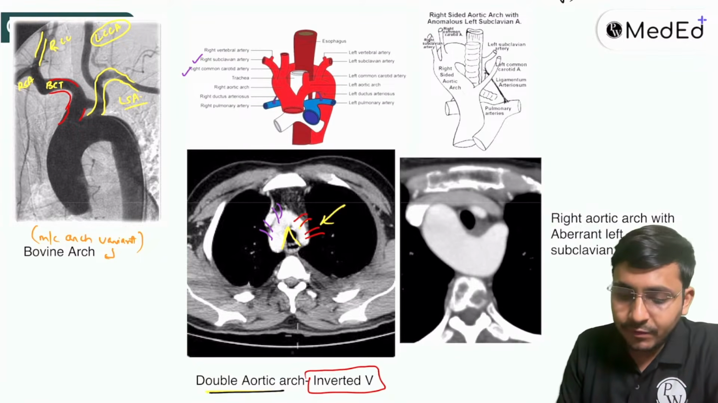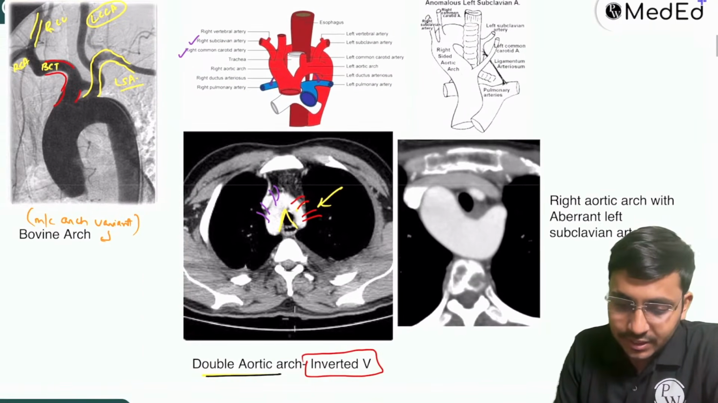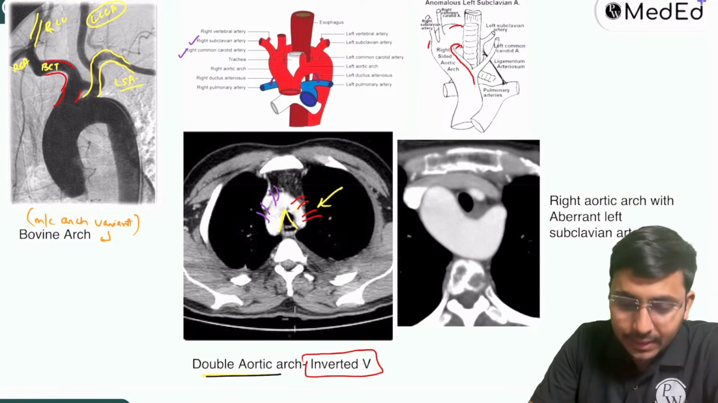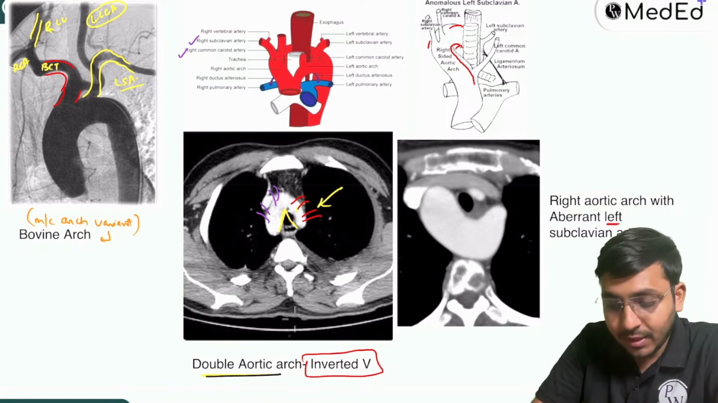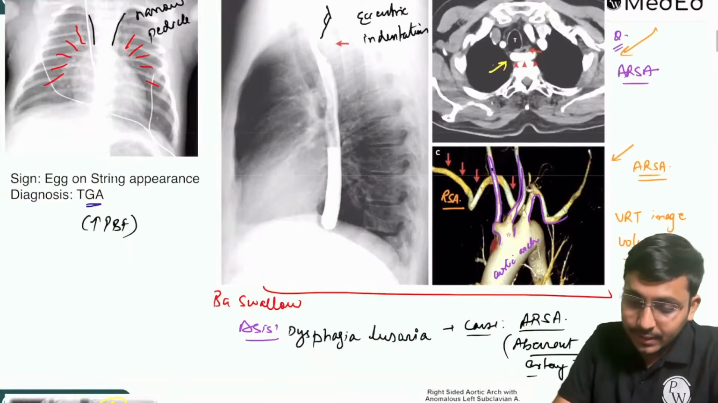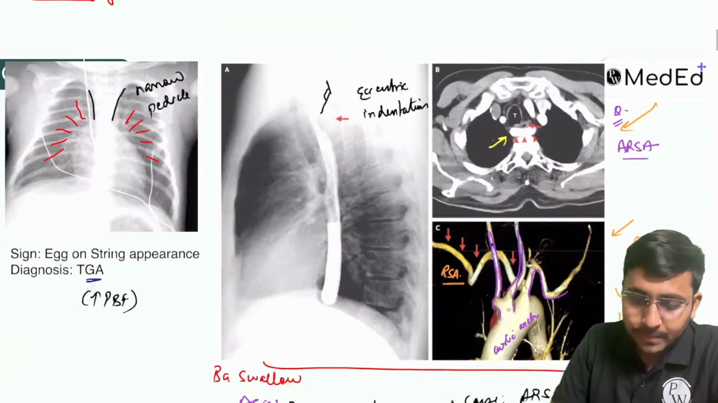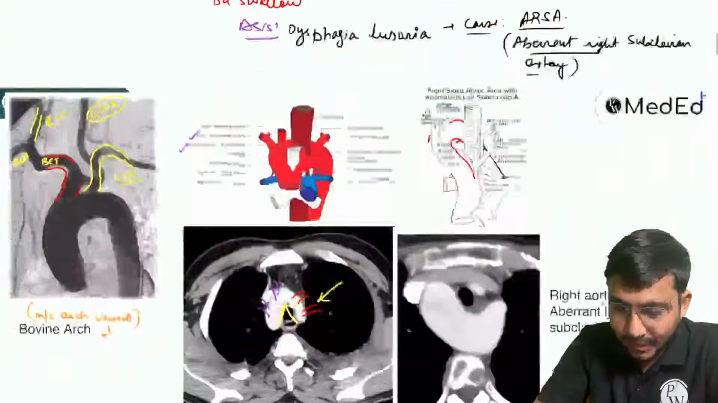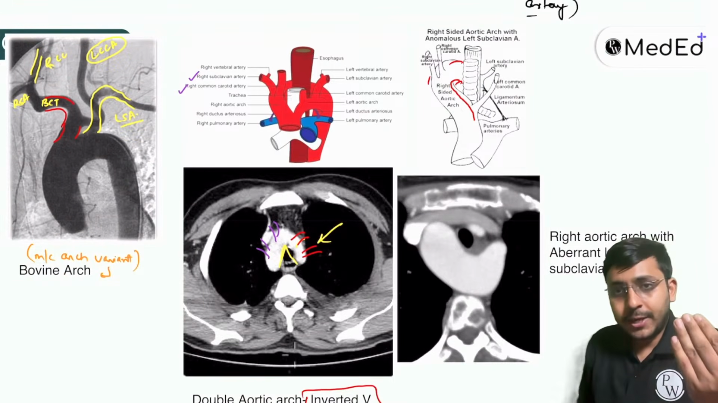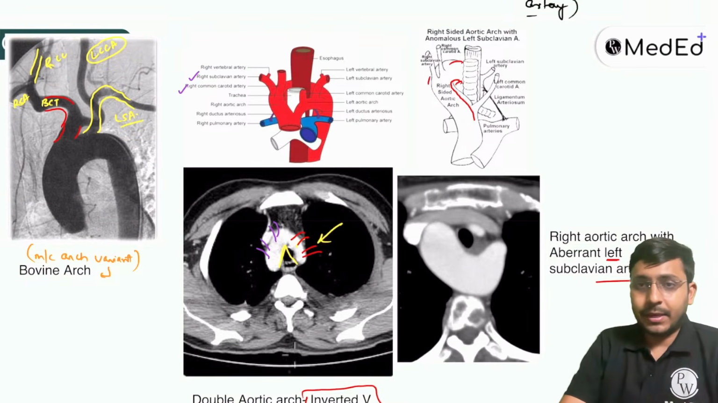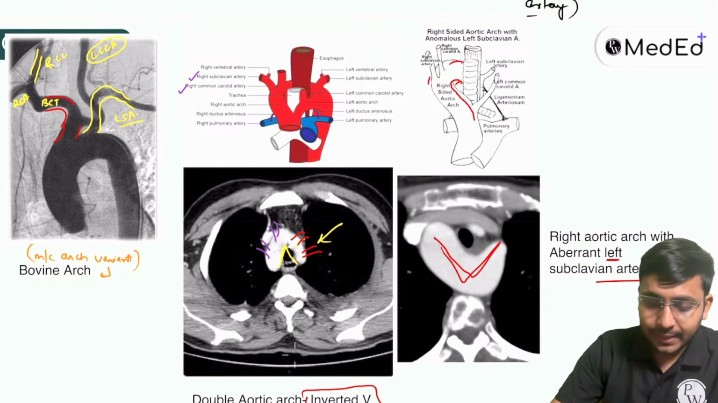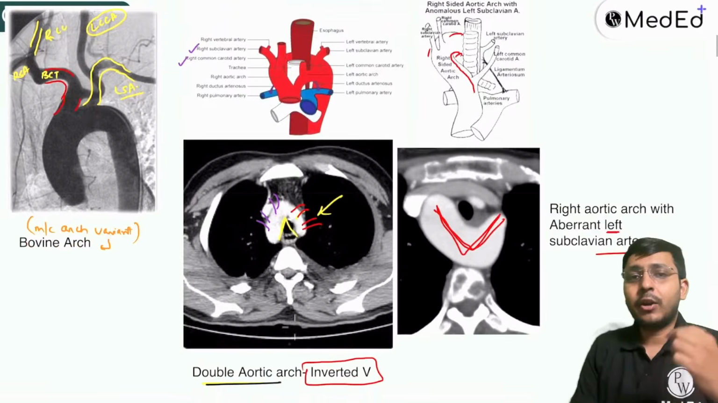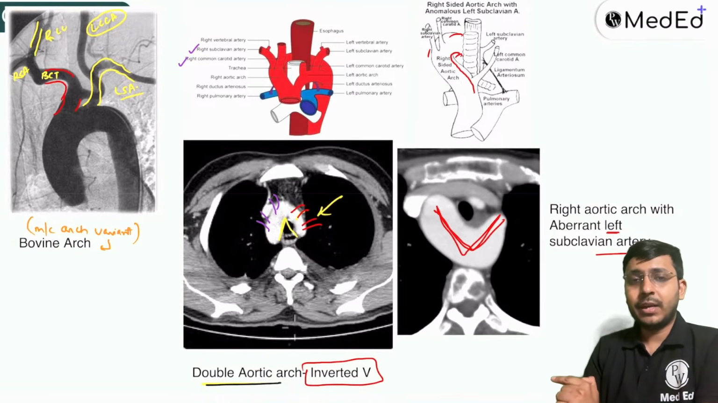And then finally, we have a very interesting variant in which the aortic arch is on the right hand side, right? But there is an aberrant left subclavian artery. पहले में क्या था? Aberrant right subclavian artery थी कि normal हमारी left sided aortic arch होती है और right subclavian aberrant होती है. But यहाँ पर क्या होता है कि right aortic arch होती है but the left subclavian is aberrant. So it shows this V sign. It shows this V sign. So V sign is right aortic arch with aberrant left subclavian.